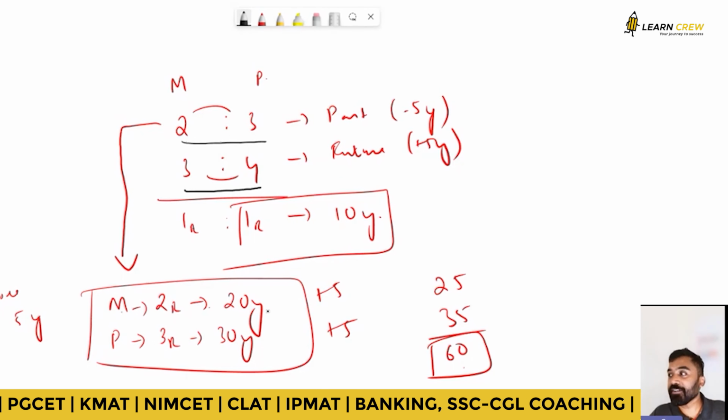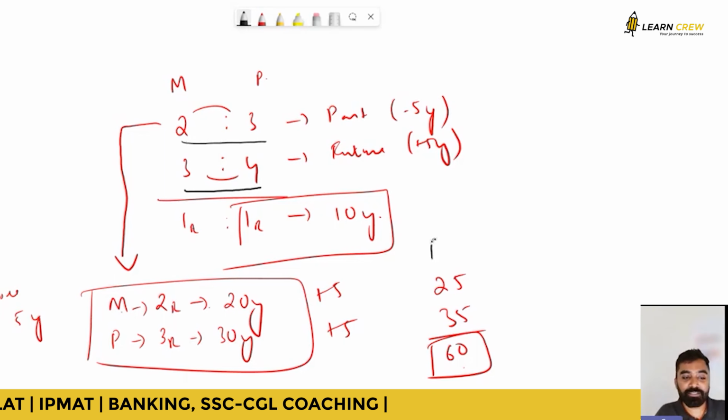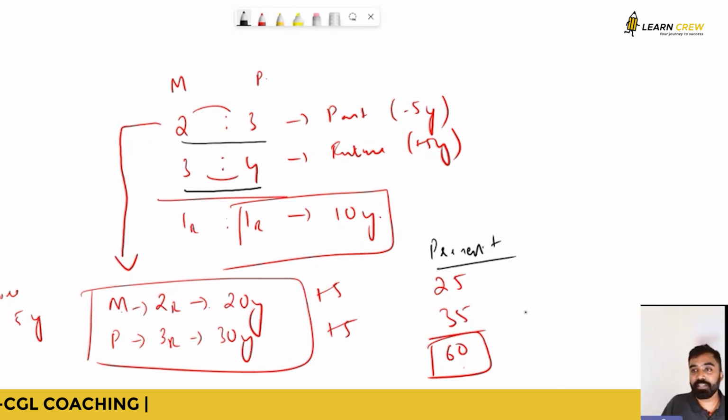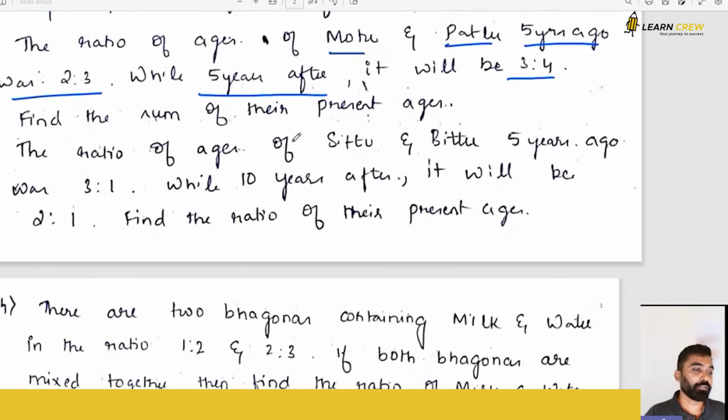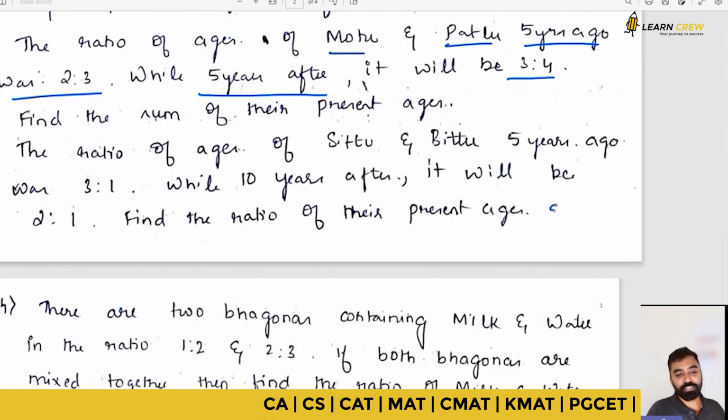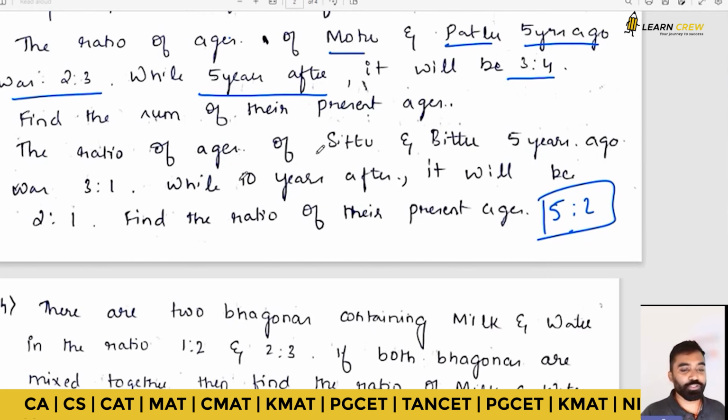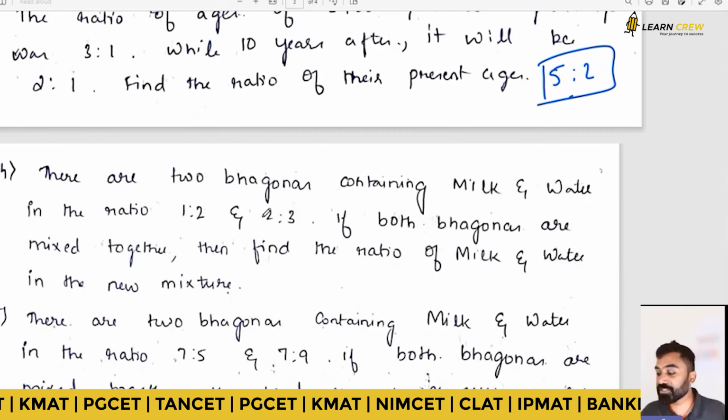For the current age, add 5 to it. It becomes the present age. This becomes 25 and 35, which adds up to 60. Fine. Any doubts? Online? Offline? Okay. So all the way to the 23rd one, it is similar to that. The ratio of the present age is 5:2. You can cross check it. Okay. From the 24th, it is going to be mixtures.